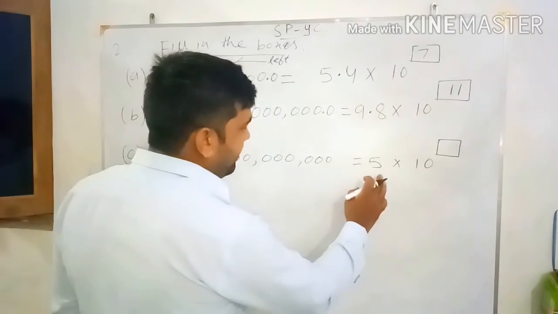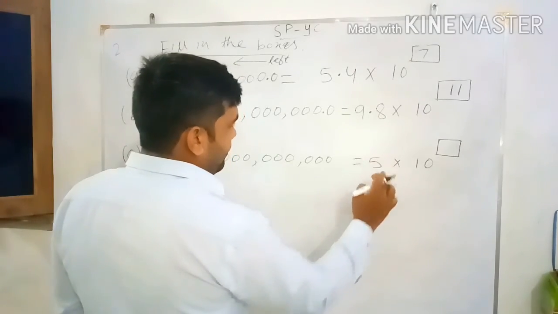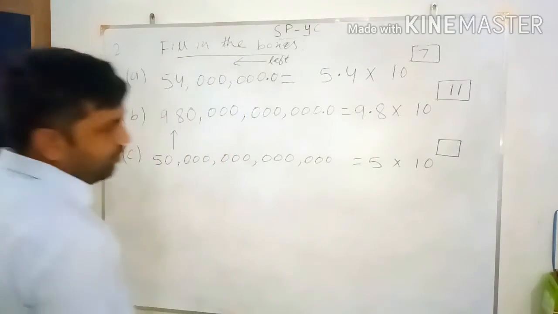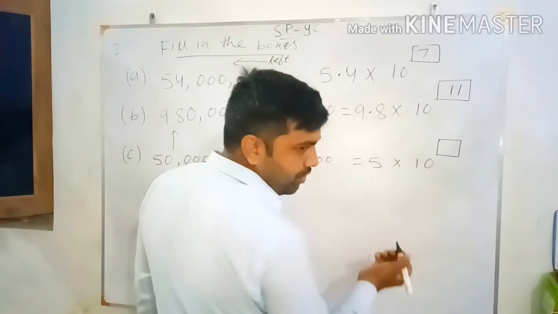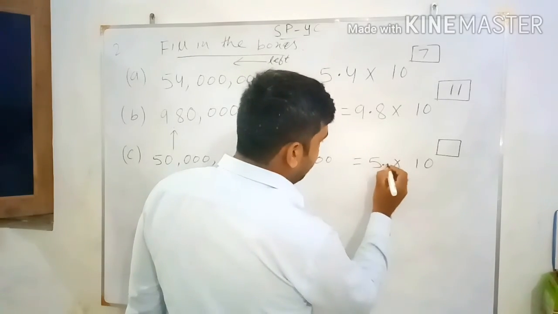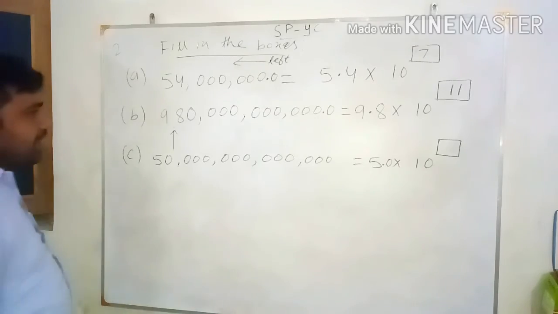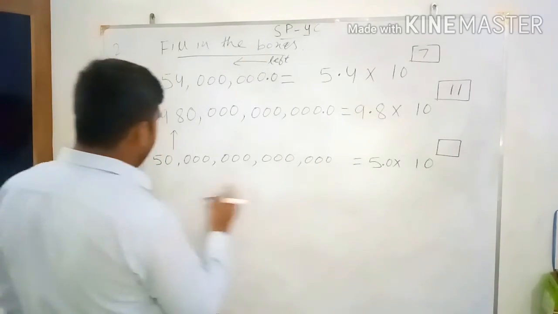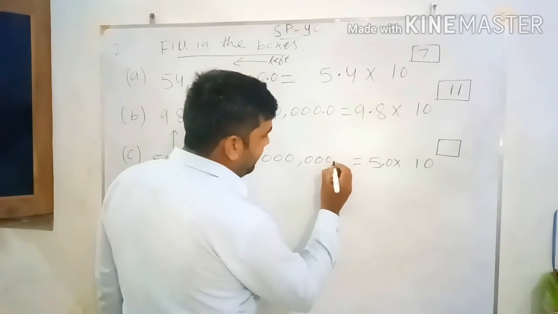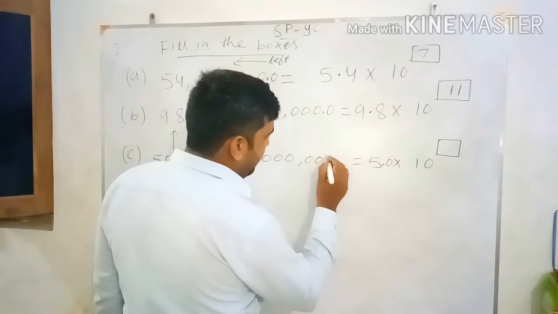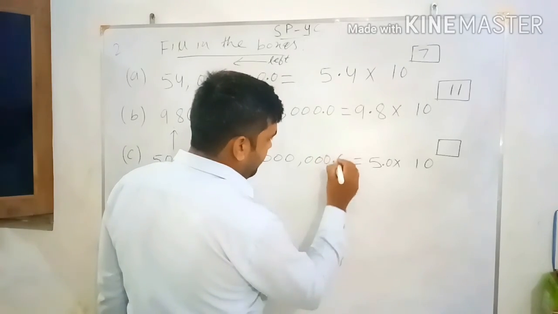Now here you can see the decimal is here after 5. This 5 means 5.0. This 5 can be written as 5.0. You can understand it in the scientific notation. 5 can be written as 5.0. There is no problem. Now I have to bring here also on the left hand side, you can put the decimal at the end. We can put the decimal at the end.